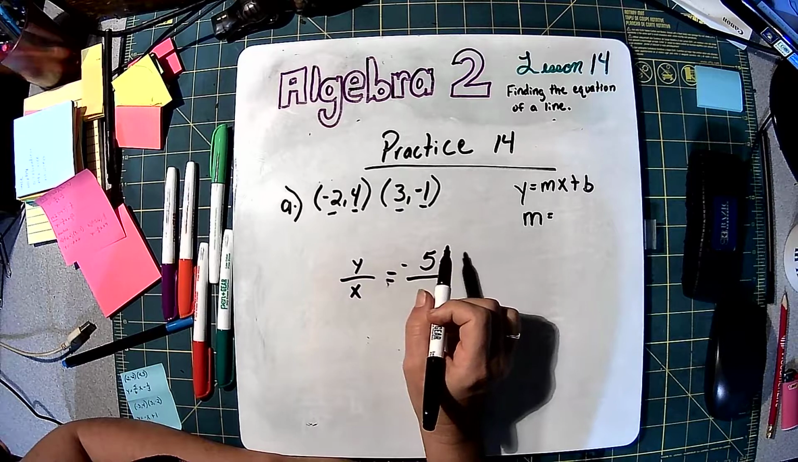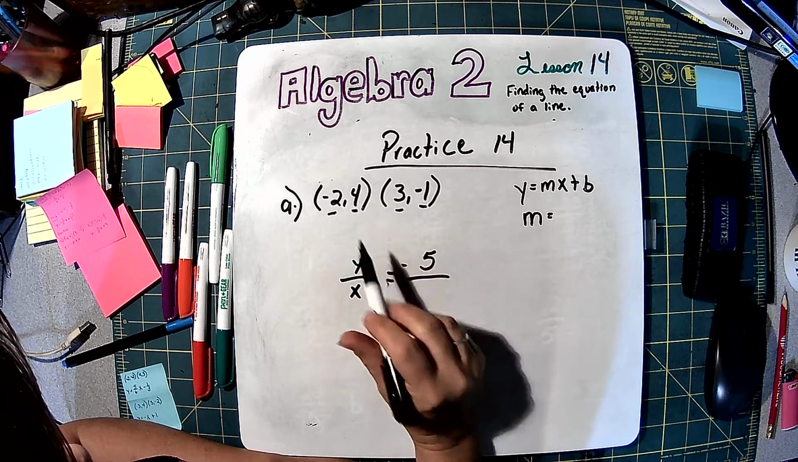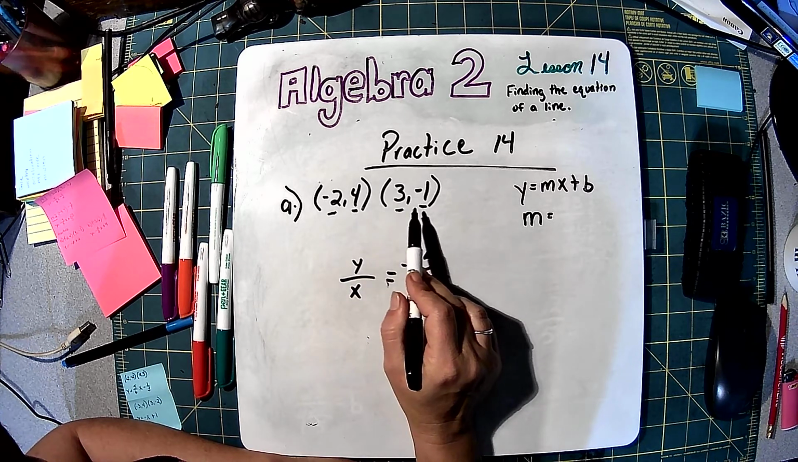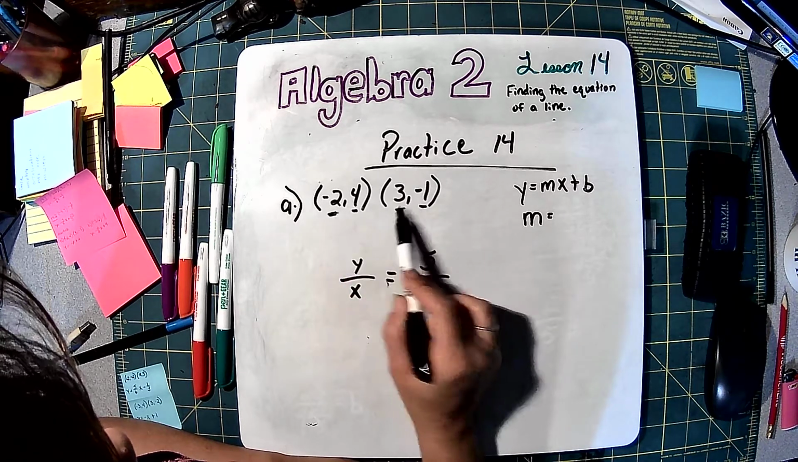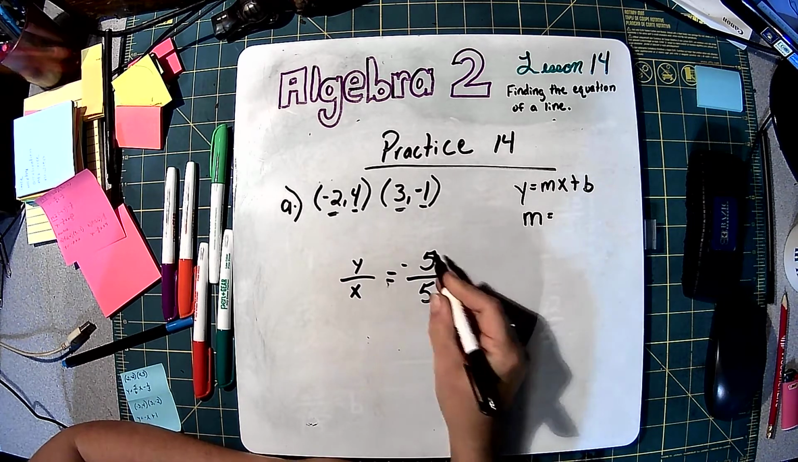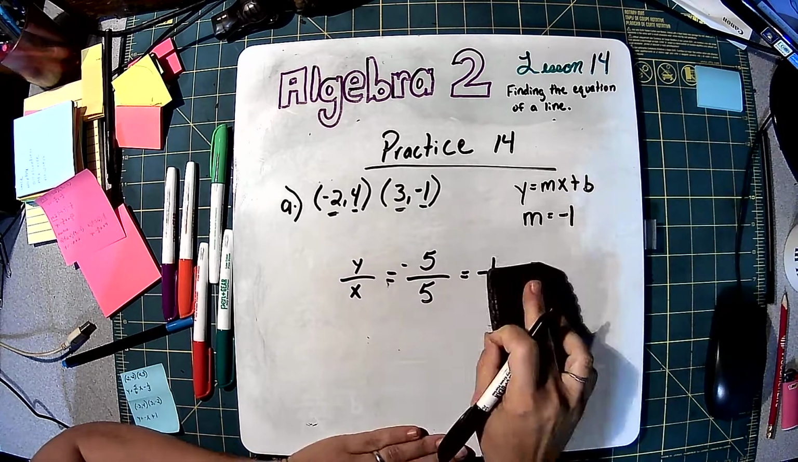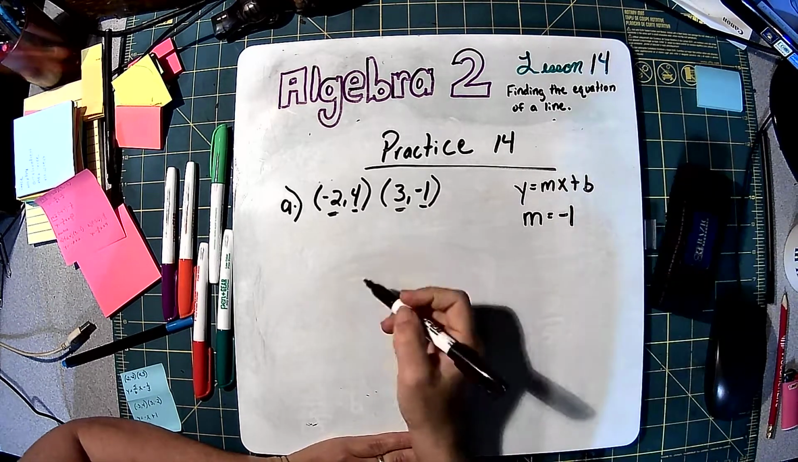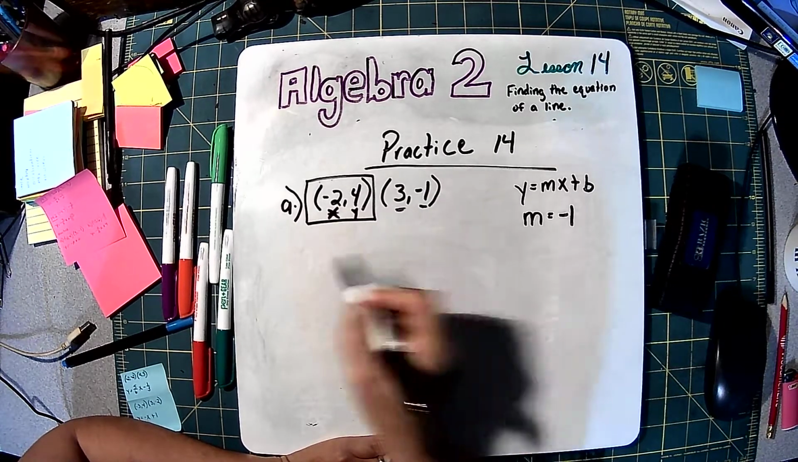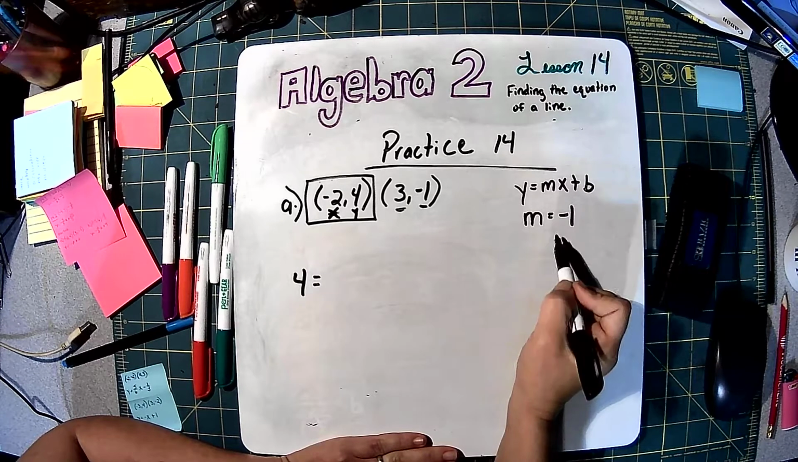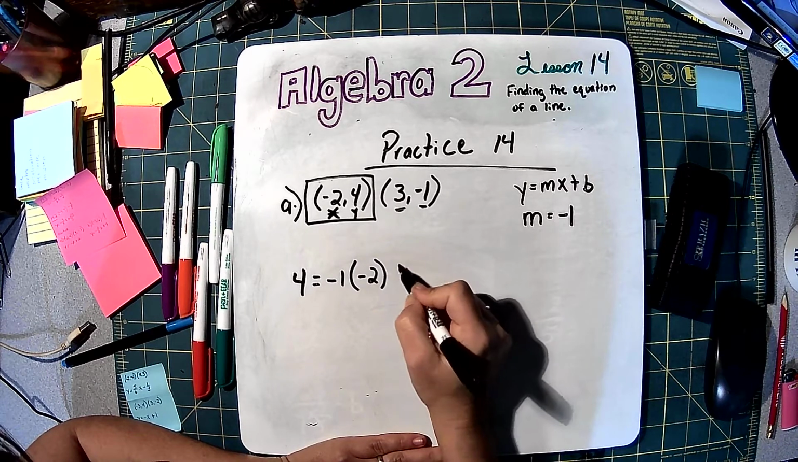I went up from -2 to 3, 5 spaces. So I've got -5/5, so that's going to equal -1. So my slope is -1. Now I have to find my b value, so I'm going to use this one right here, and I'm going to use x and y. So the first thing I need is y, which is 4. M will be negative 1 times x, which is negative 2, plus b.